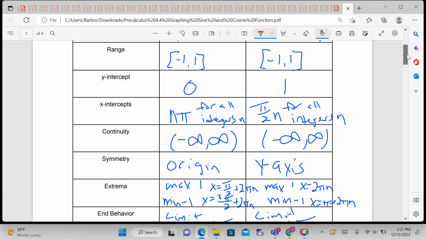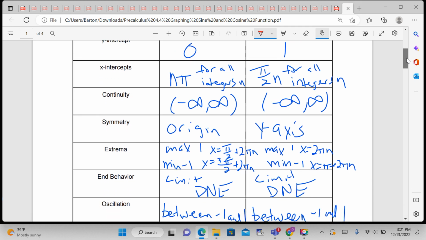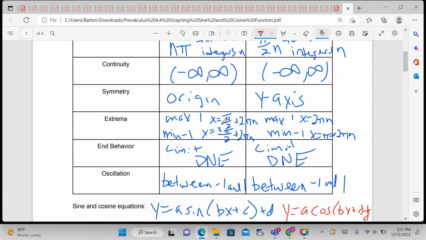Symmetry. Sine graph is symmetric over the origin, the cosine graph over the y-axis. And their extrema are both at 1 and -1, right? The extrema for sine happens at x equals pi over 2 plus 2 pi n, meaning any integer n, you'll have a max there. And also x equals 3 pi over 2 plus 2 pi n for its minimum of -1. For your cosine function, it's close to the same: max of 1 at 2 pi n, and then min of -1 at pi plus 2 pi n.